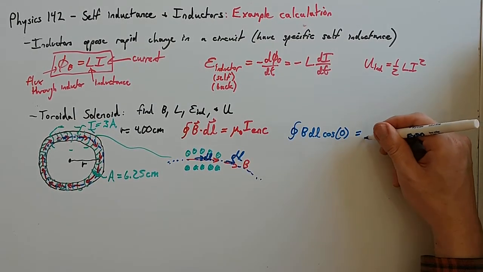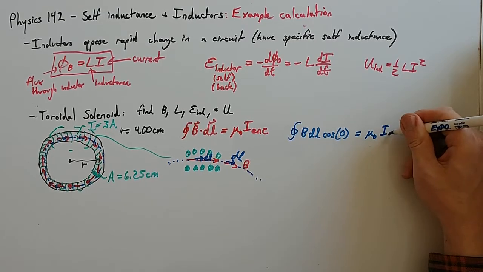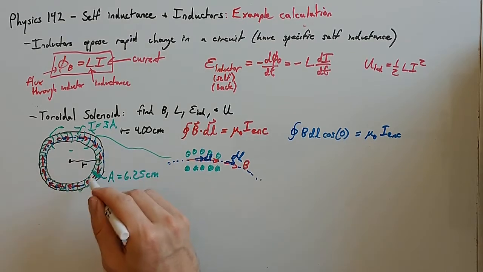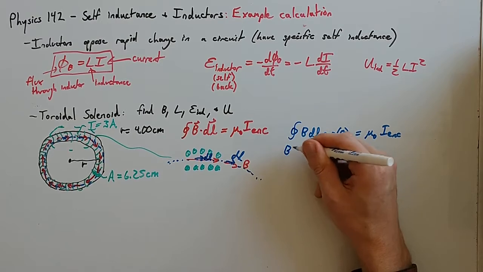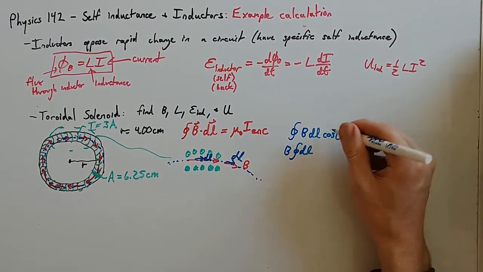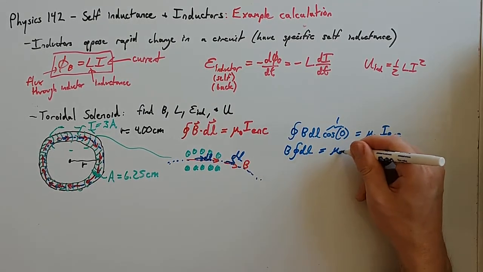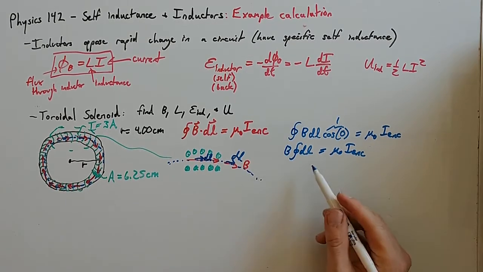And that will be equal to mu naught times I enclosed, all right? B is going to be the same everywhere in the loop because of the symmetry, so B will come out, and so then I'll just have B times the integral of dL. Cosine of 0 is just 1, right? Is mu naught times I enclosed. And what is the integral of dl here?